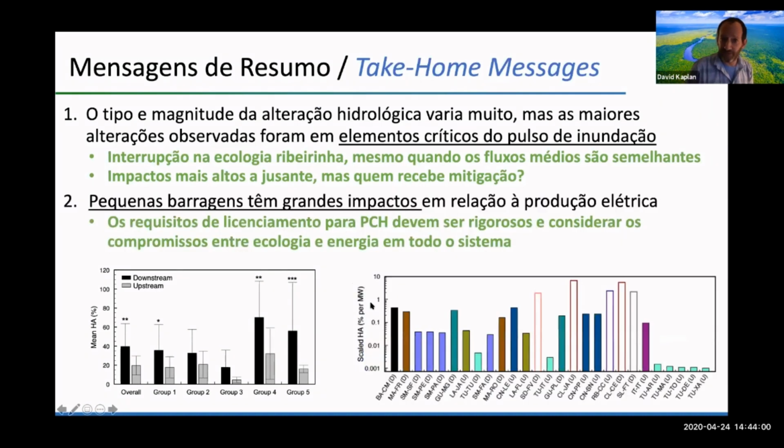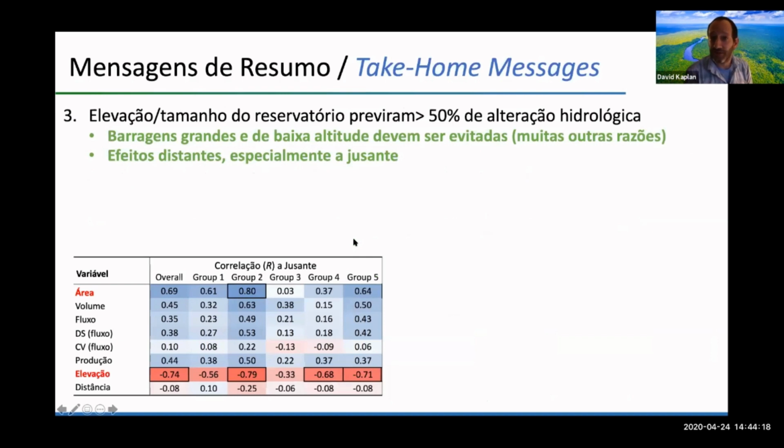Secondly, we saw that small dams have large impacts in relation to their electricity production potential. So the guidance here is that licensing for PCHs, the small dams, should be rigorous and consider the trade-offs at a basin scale between ecology and energy production, work like Rafael has been doing recently. We see some strong predictions of alteration of the hydrologic regime. So lowland dams with large reservoirs clearly should be avoided whenever possible.